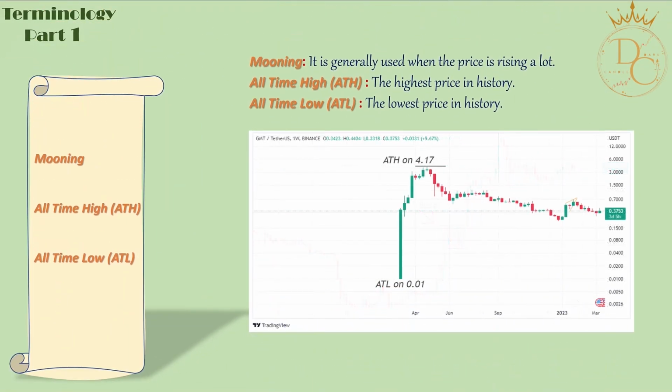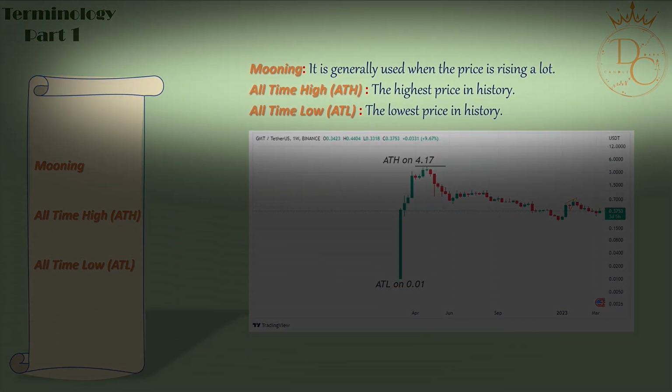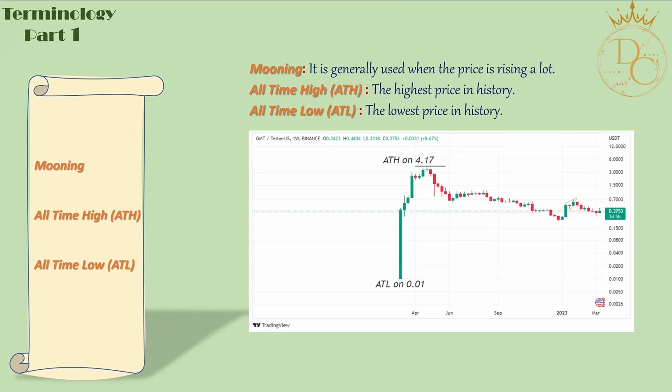Mooning. Mooning describes when the price of a cryptocurrency is rapidly increasing, often to the point where it seems like it's heading for the moon, and it is generally used when the price is rising a lot. Traders often use this term to express excitement about significant price gains.